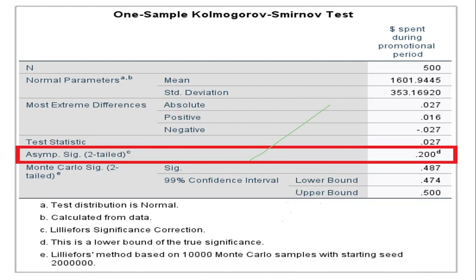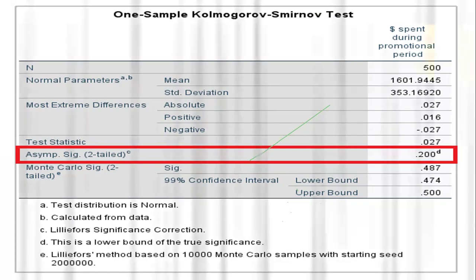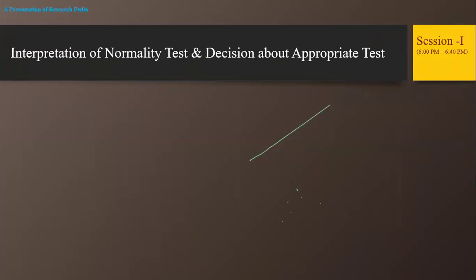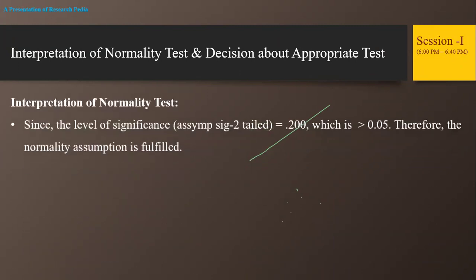So when your data is normal, you may consider the next procedure. That is, you need to interpret the normality test and make a decision about the appropriate test. Interpretation of normality: since the level of significance, the asymptotic sig value, which is two-tailed, is equal to 0.200, which is greater than 0.05, therefore, the normality assumption is fulfilled.